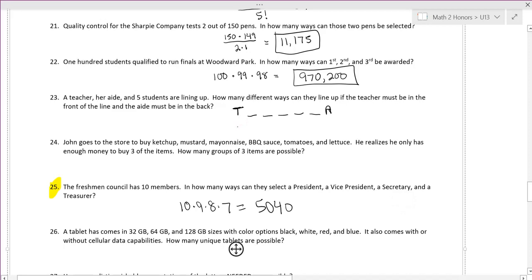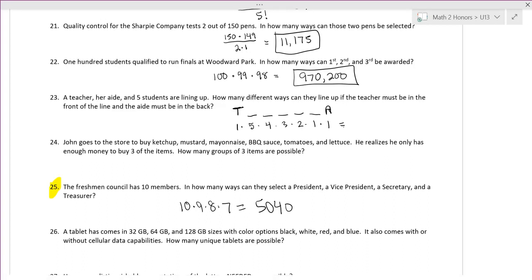How many different ways can you select the teacher? Only one. And then how many different ways can you pick a student? 5. And then 4. And then 3, 2, 1. And then how many different ways can you pick that aide? There's only one aide. So you multiply those numbers. Again, this is using the fundamental counting principle here. And so you're going to get 5 factorial. What's that going to be? Let's see. We got 20 times 6, so 120 ways.